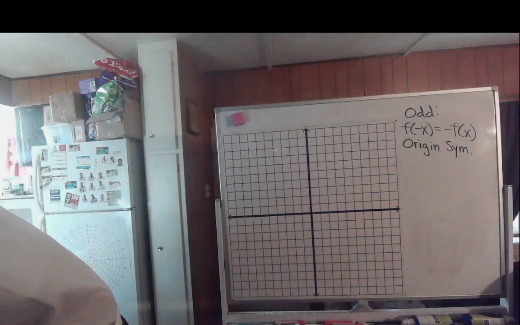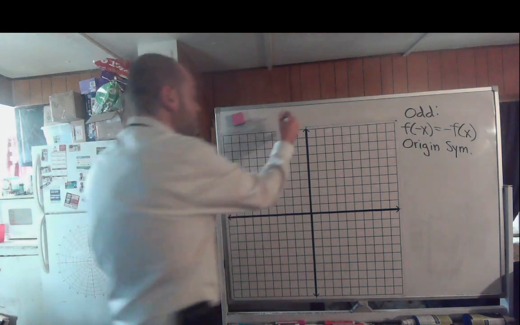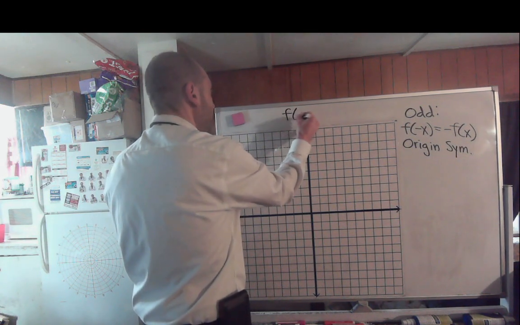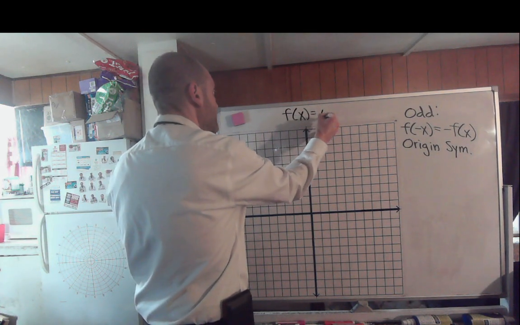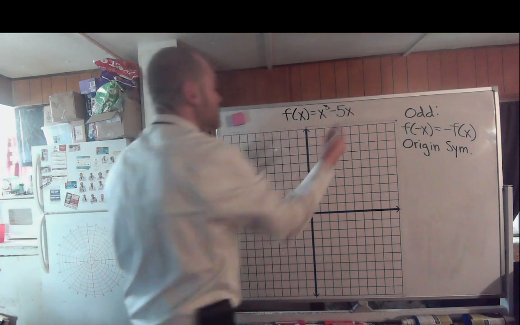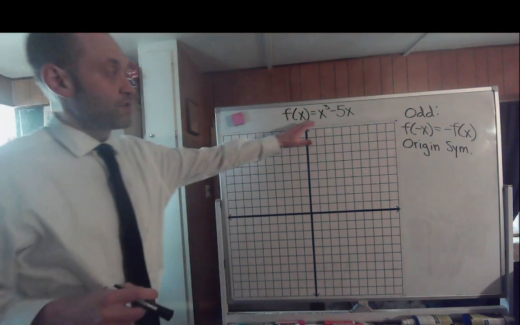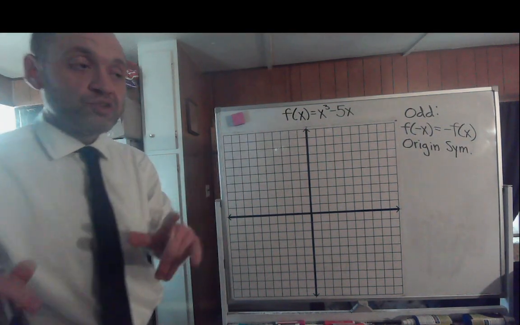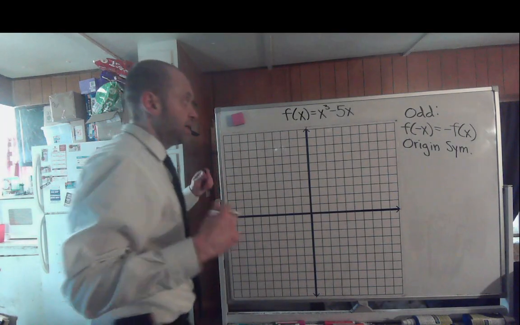Let's do an example here of one of those. Let's say I have f of x equals x to the third minus 5x. F of x equals x to the third minus 5x. Let me algebraically first prove this is odd.